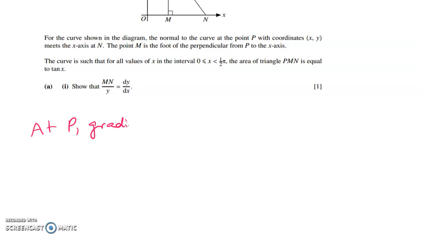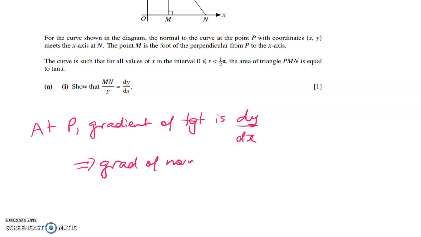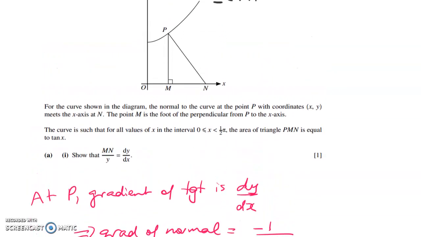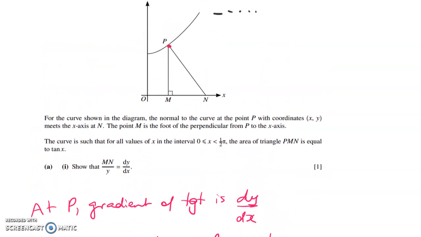So the gradient of the tangent is dy by dx. So the gradient of the normal is equal to -1 over that. So -1 over dy by dx. Right, now line PN is part of the normal line. Okay, so that means that the gradient is -1 over dy by dx. But what is that gradient?